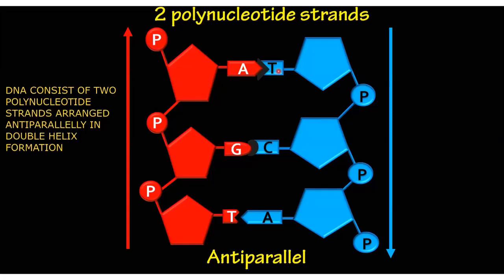DNA remains in the nucleus. They don't go out of the nucleus. They store genetic information. RNA, there are 3 different types. DNA only has 1 type. RNA has 3 different types. And each one of them has a different function.